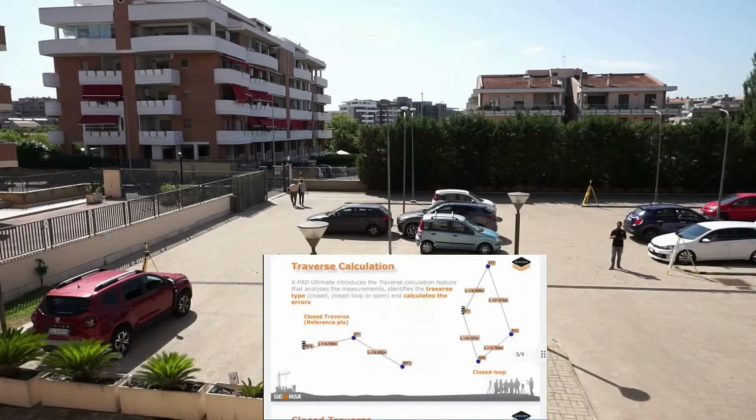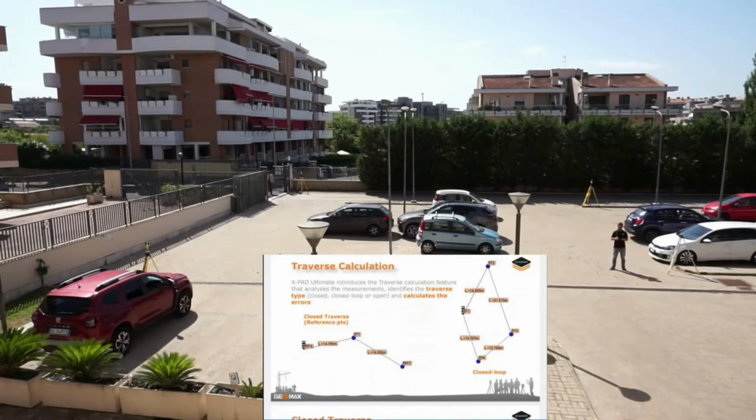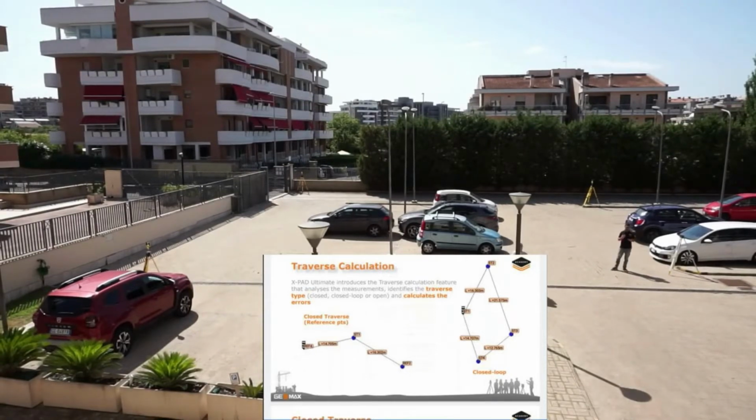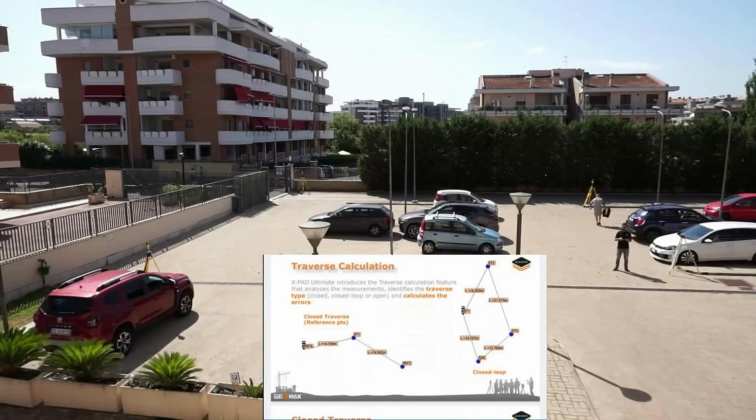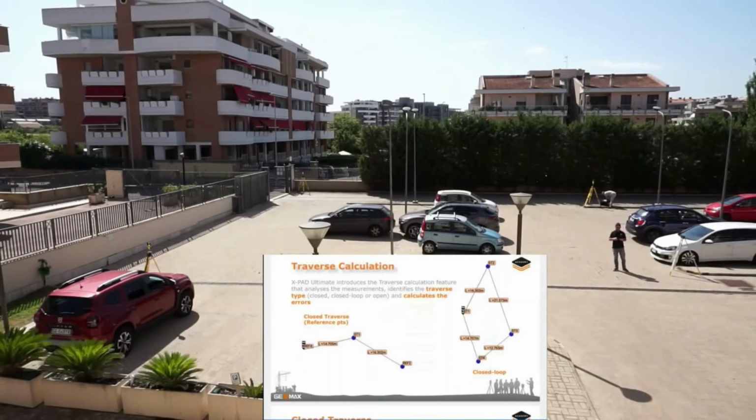Okay, this is just an example of the two functionalities that we have here. On the right side, you can see a closed loop traverse. So in that case, we need to close the traverse on the starting station. The second example is a closed traverse on which we need to refer the traverse on the starting station and on the closing station to a reference point.